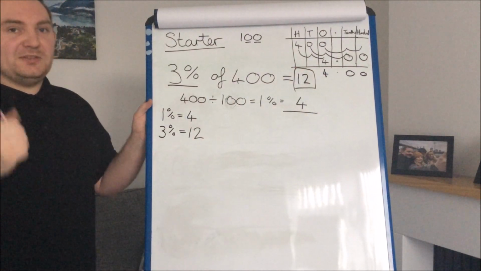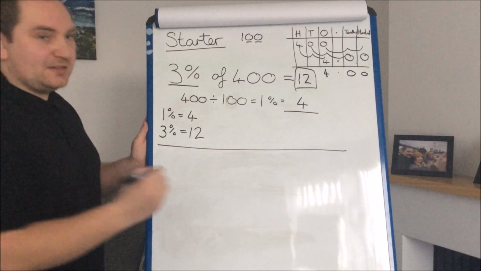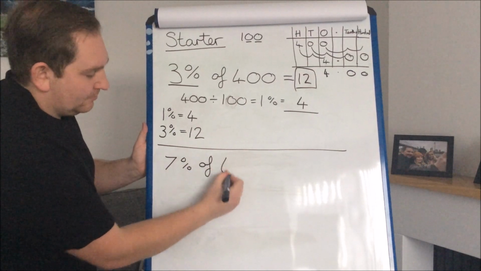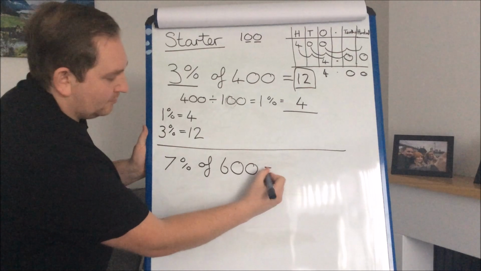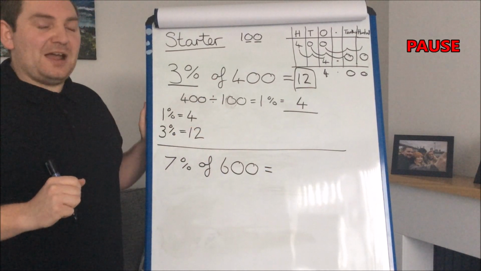So now it's time for you to have a go on your own. I would like you to work out 7% of 600. Think about the steps that I went through and have a go yourself. You can pause the video now.